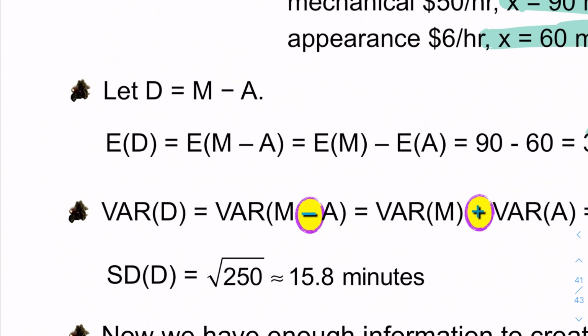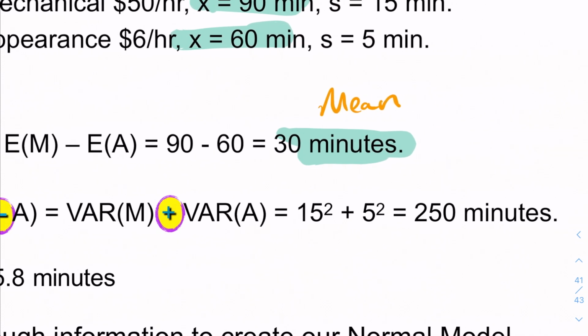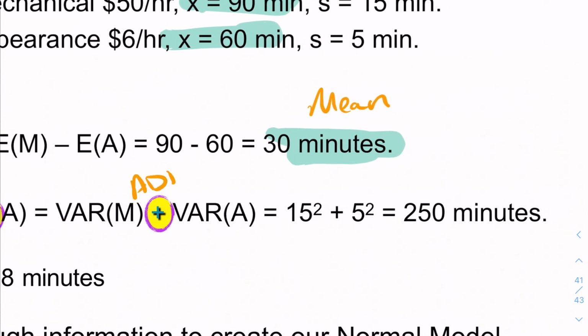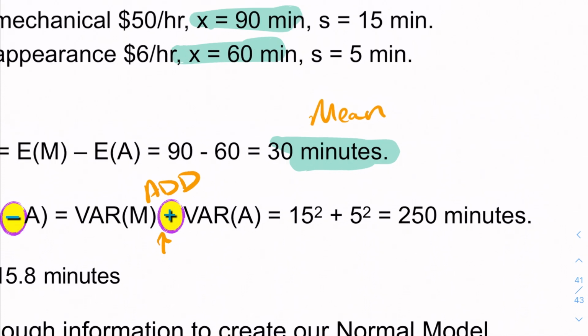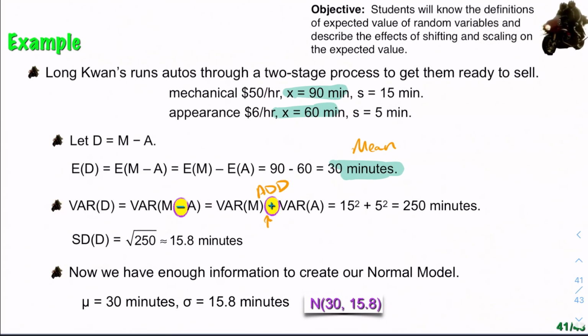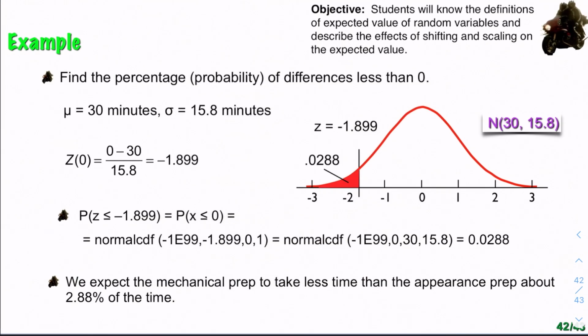To find the variance of the difference between these two, we're subtracting the mechanical and the appearance time, but we are adding variances. So that'd be 15 squared plus 5 squared, which is 250 minutes. Again, variances add. To find the standard deviation, we take the square root. Now we have enough information to create our normal model. We have our mean of 30 minutes and our standard deviation of 15.8 minutes. I want to know, where is this negative?